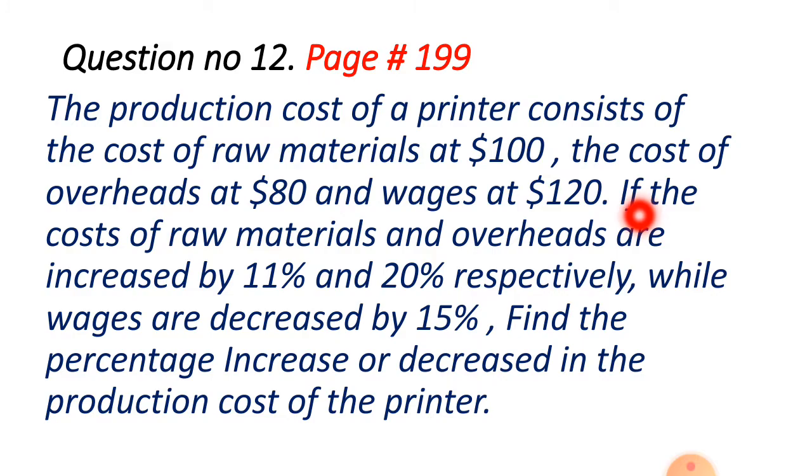Now their percentages are given. If the cost of raw material and the overheads are increased, so it is plus sign, by 11 percent and 20 percent respectively, while the wages are decreased by 15 percent, so it is minus 15. Find the percentage increase or decrease in the production cost of the painter. The word increased 11 means 100 plus 11 becomes 111, and 100 plus 20 becomes 120 percent. Since decreased is used, 100 minus 15 becomes 85%. So let's go with the solution.